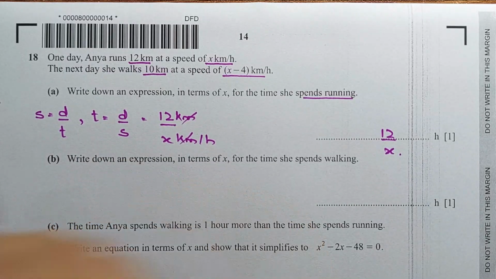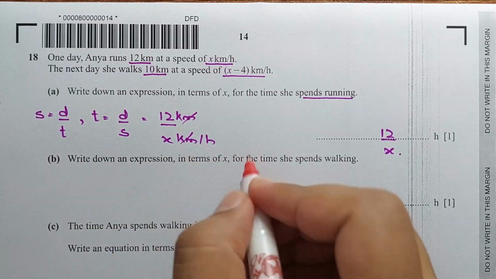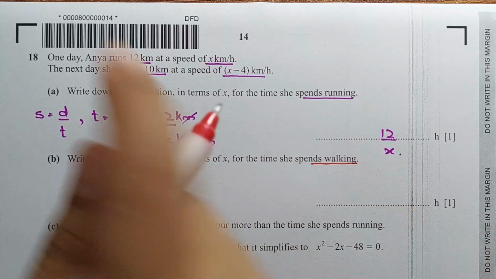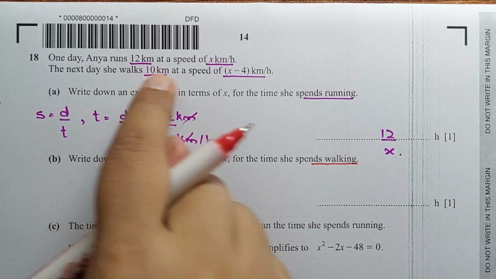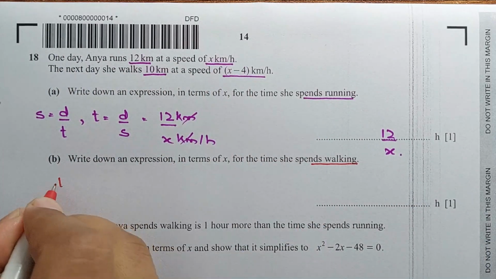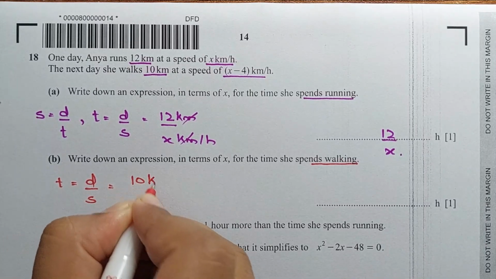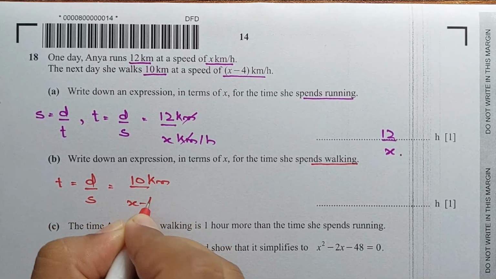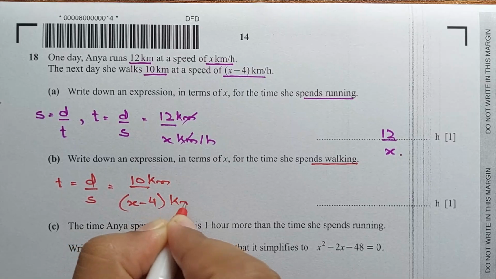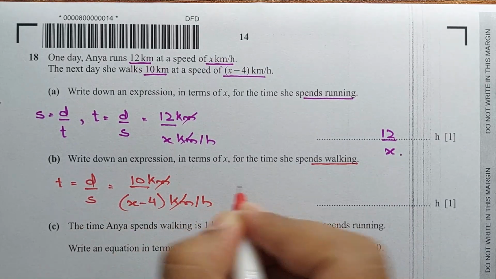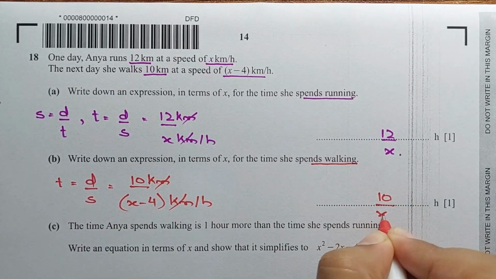Part B, write down an expression in terms of x for the time she spent walking. This is a distance, this is a speed. So time is distance over speed. The distance is 10 kilometers and the speed is x minus 4 kilometers per hour. The kilometers cancel out, so the answer is 10 over x minus 4 hours.